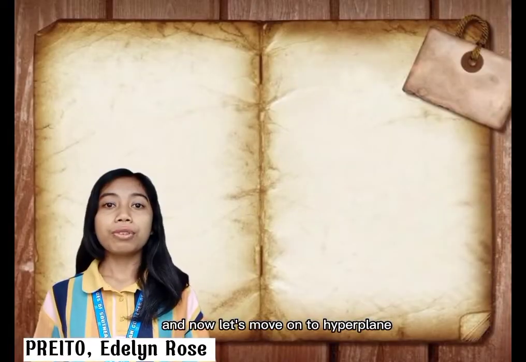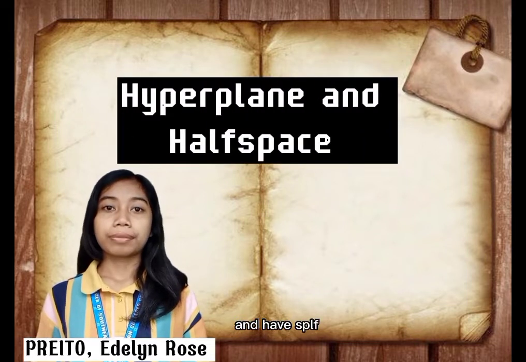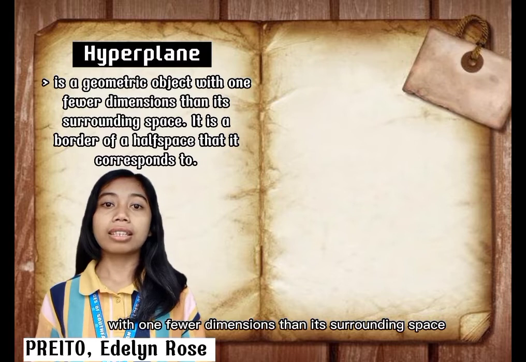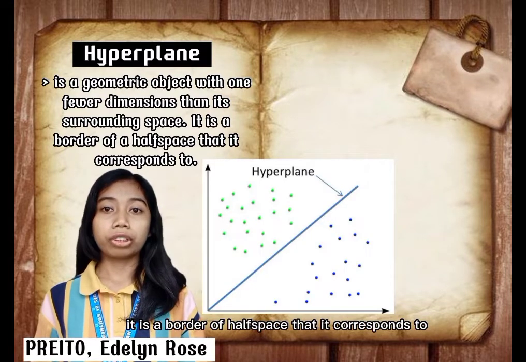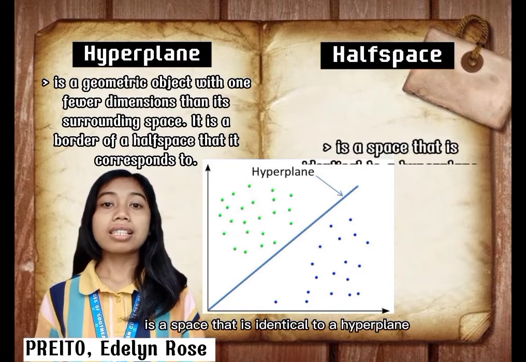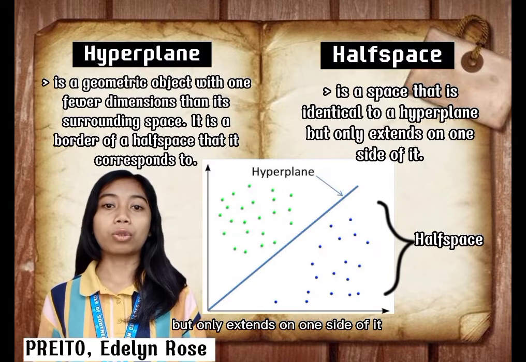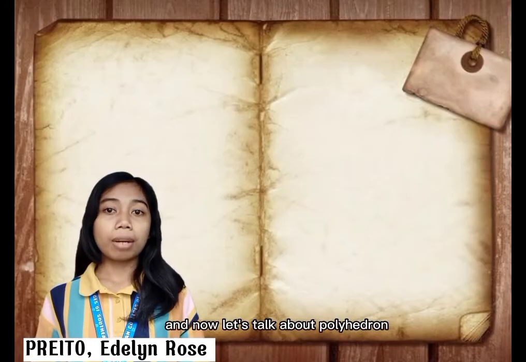And now, let's move on to hyperplane and half space. A hyperplane is a geometric object with one fewer dimension than its surrounding space. It is the border of the half space that it corresponds to. And a half space is a space that is bounded by a hyperplane, and only extends on one side of it.